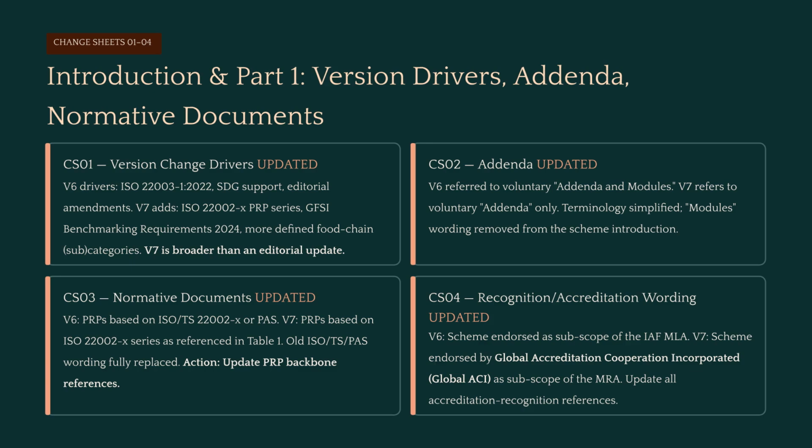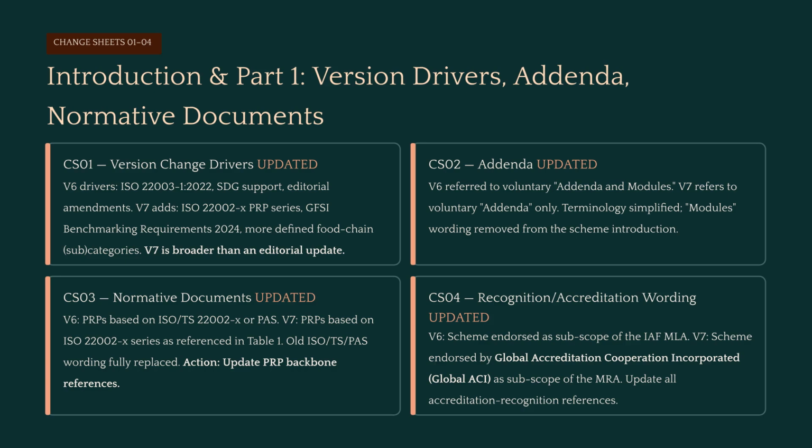There is also an important accreditation-related update. The scheme references Global Accreditation Cooperation Incorporated, or Global ACI, within the broader recognition framework. That means organizations should carefully review how they refer to accreditation recognition in policies, manuals, training documents, and external communication. Even if the underlying management system has not changed dramatically, the wording used to describe it may need to be updated for consistency. In practical terms, this slide tells us that version 7 is not just a content revision.